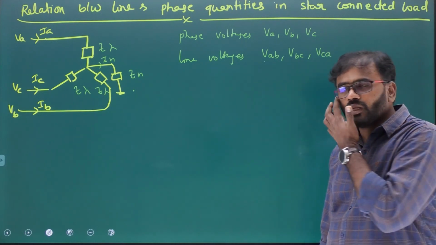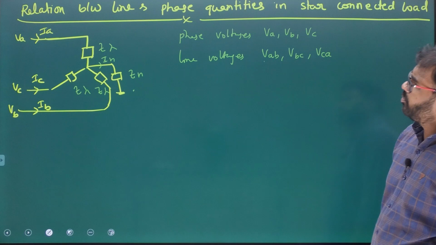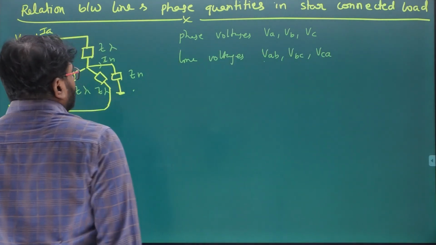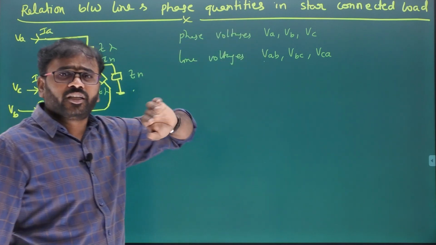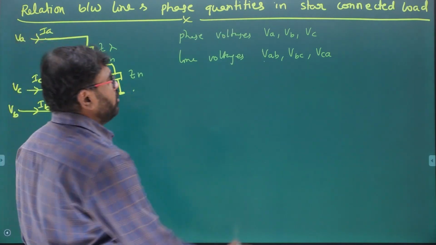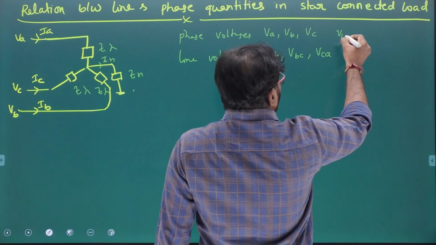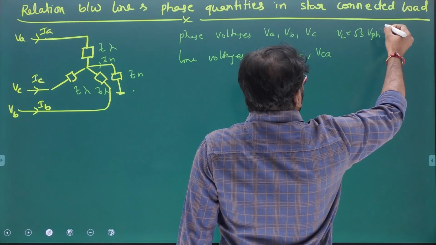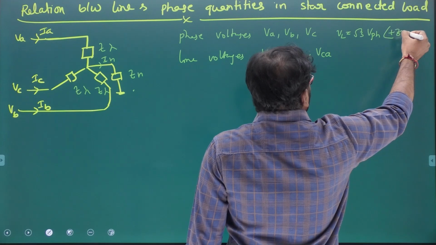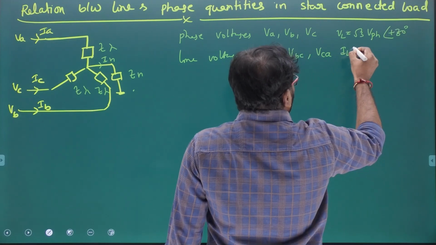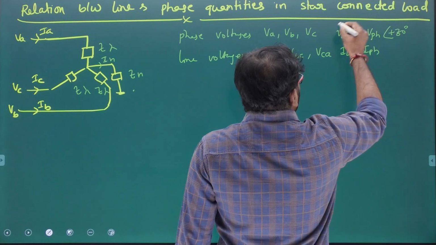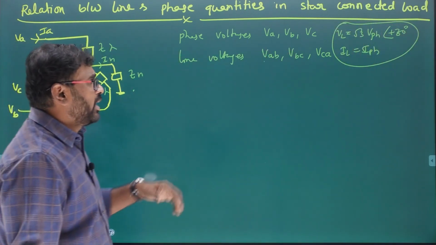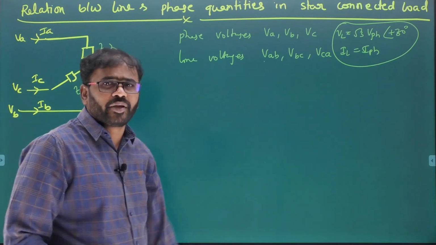Clear? The next important thing is the relation between line voltages and phase voltages, which we know for a balanced system. For a balanced system, line voltage is root 3 times phase voltage at an angle of plus 30 degrees. Line current equals phase current. This is for a balanced system. But now the supply is unbalanced. If the supply is unbalanced, positive, negative and zero sequences come into the picture.